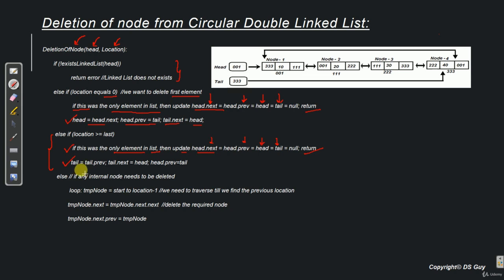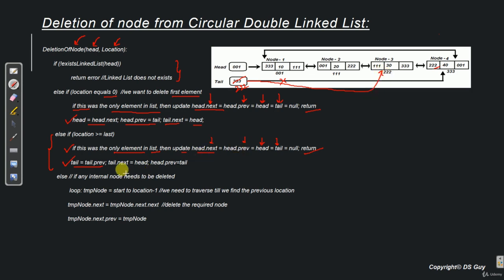In that case we will update the tail pointer first. So we'll say tail is equal to tail.previous. So right now tail is 333. What is tail.previous? Tail.previous is 222. So we are updating tail and making it tail.previous, that is 222. So the connection has been disconnected and tail will now start pointing to node 3.